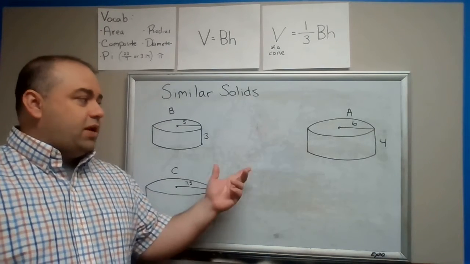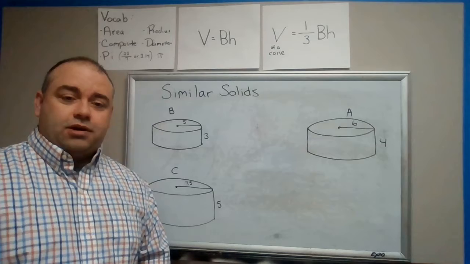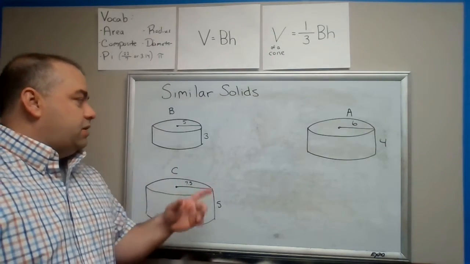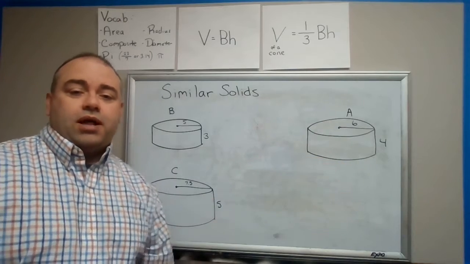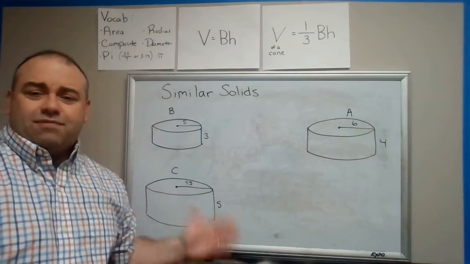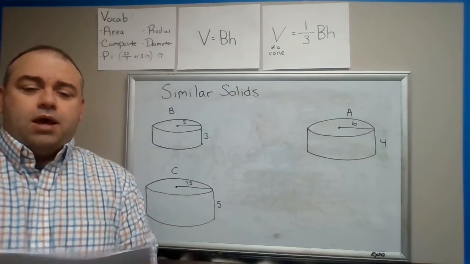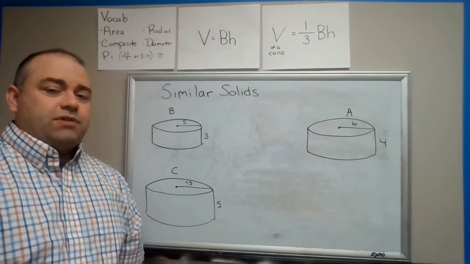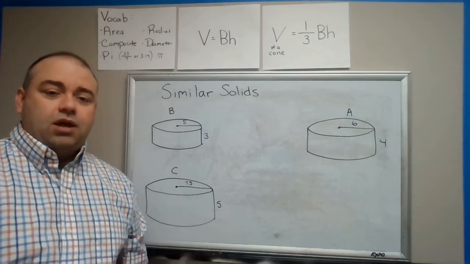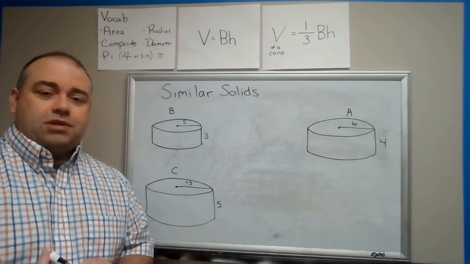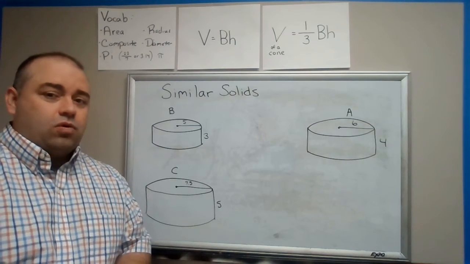So I have three different solids here on the board. They're all cylinders. So what you can see here is this one has a 5 and a 3, a 7.5, a 5, a 6, and a 4. I labeled them A, B, C, kind of out of order, but they're still okay. As far as this goes, we want to know if it's proportional, meaning if I were to enlarge it or if I shrink it, would they be the same or would they not be the same? Are they similar? That's the goal here.